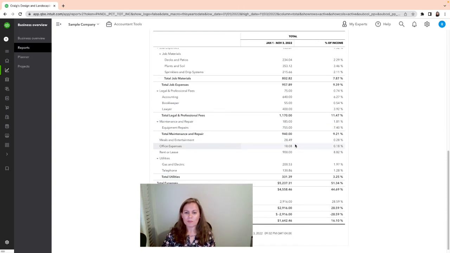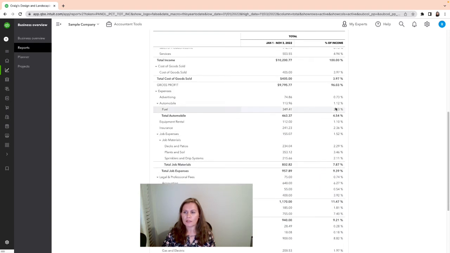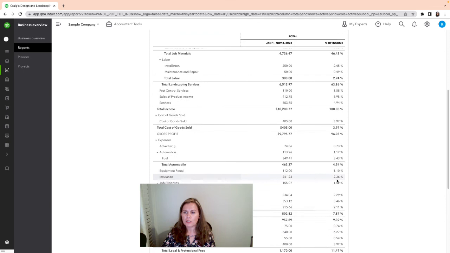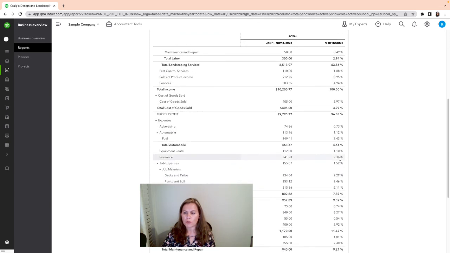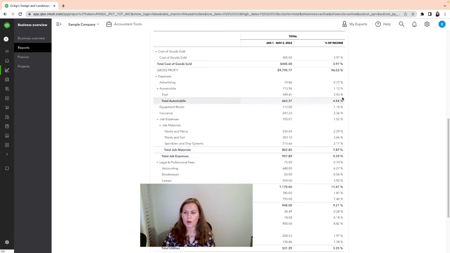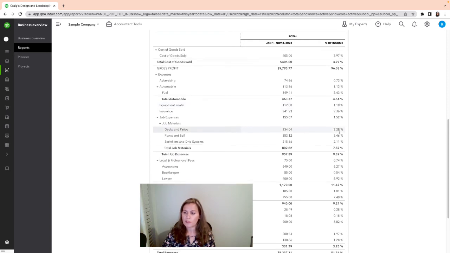Okay, so yeah, keep an eye on each percentage. This is all the percentage related to your total income. So that's your total income. Automobile, for instance, here is 4.54%. That's pretty reasonable.